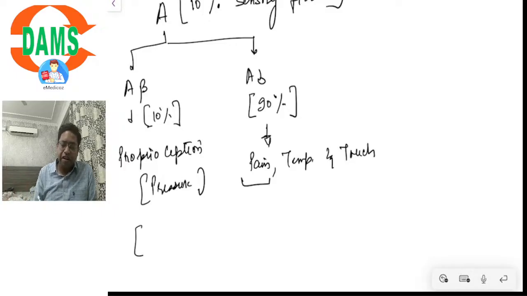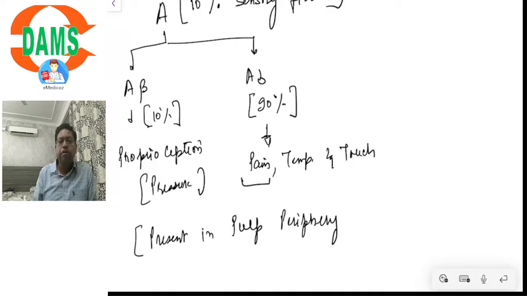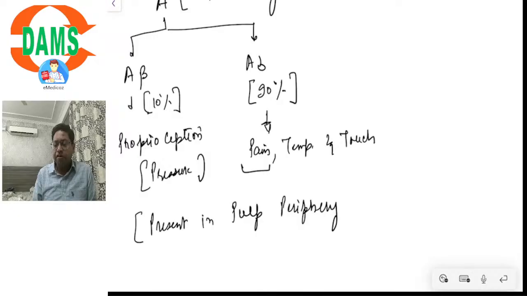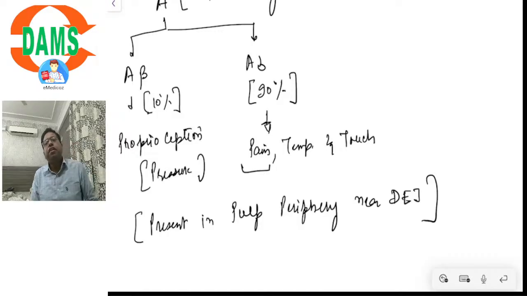These A fibers are present in the pulp periphery, near the dentino-enamel junction. In the outside of the pulp, sometimes extending up to the dentino-enamel junction from the pulp. In the periphery of the pulp, these are present.